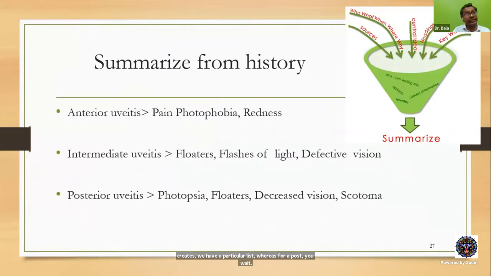So summarizing from the history is very important. As I said, anterior uveitis typically presents with pain, photophobia, redness. Invariably, there could be an associated anterior segment involvement. Intermediate uveitis typically has floaters, flashes, and defective vision. Posterior uveitis is associated with floaters, photophobia, scotomas, decreased vision. All these are elements for a clinician to localize the problem. Sometimes when there is panuveitis, we'll have all three sets of symptoms, and we need to pay special attention to put things together.